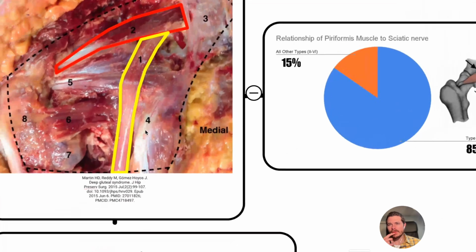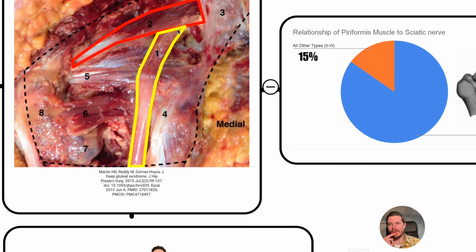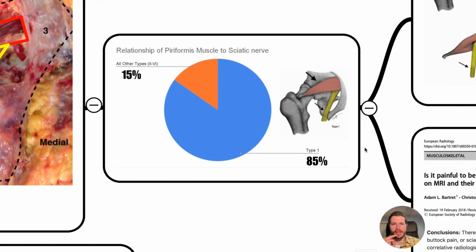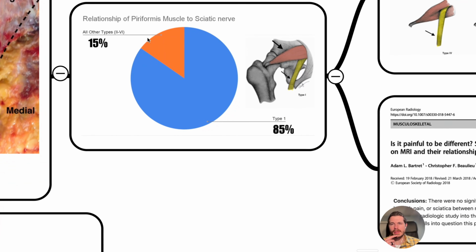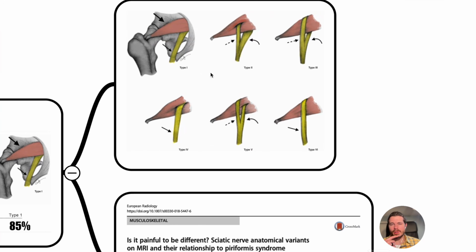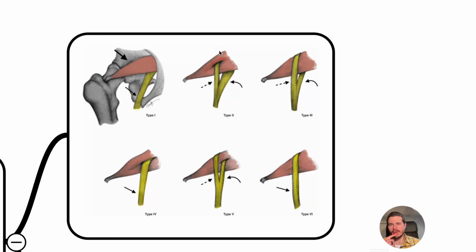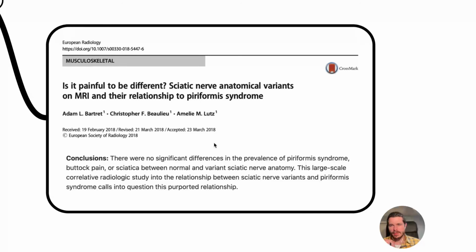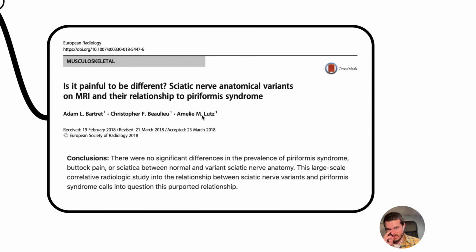To review again briefly, the piriformis muscle: the nerve goes right below it in about 85% of the cases. About 15% of people will have funky nerve to piriformis relationships. It pierces the muscle or does something wonky. Here's the cool thing. It doesn't mean you have to live in pain. Is it painful to be different? No. There are no significant differences in the prevalence, or how common piriformis syndrome, buttock pain, or sciatica pain is, between people who have a normal nerve that goes beneath the piriformis muscle, and people who have a piriformis that is pierced by the sciatic nerve.